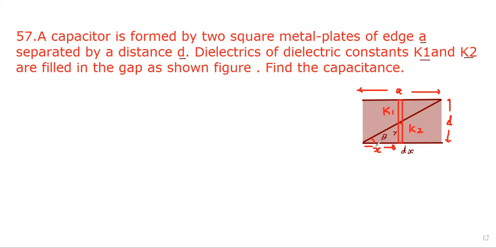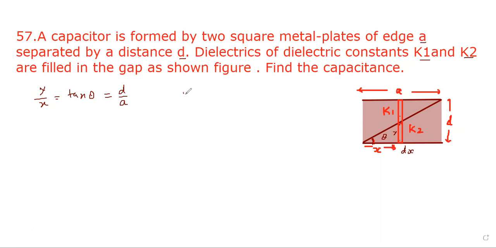And here we are considering a small width dx, where this angle will be theta. So we have taken this as y, so this portion will be d minus y. And y upon x equals tan theta, which will also be d upon A, because this is d and this whole length is A.